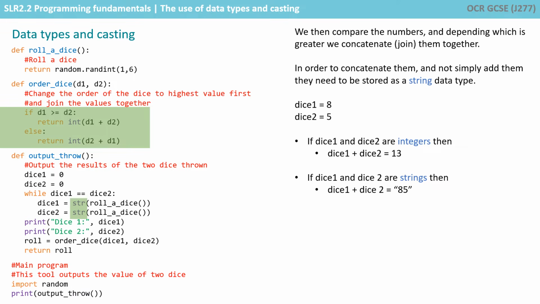So if dice1 equals 8 and dice2 equals 5, if they were stored as integers, the result would be 13, because the integer 8 plus the integer 5 is 13. If they're stored as strings, then dice1 plus dice2 is 85, because 8 concatenated with 5 is 85. So we have a need here to cast or convert one data type to another. And we do that with the str command, which converts a data type into a string. And we're able to convert from pretty much any data type to any other data type.